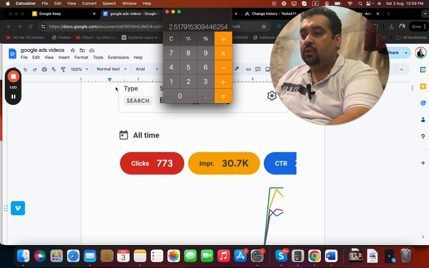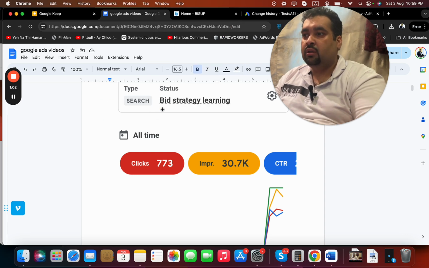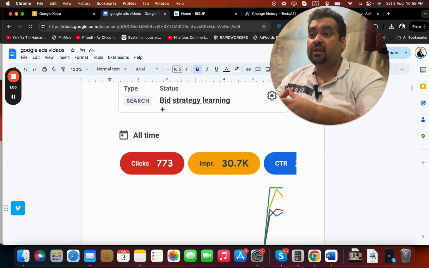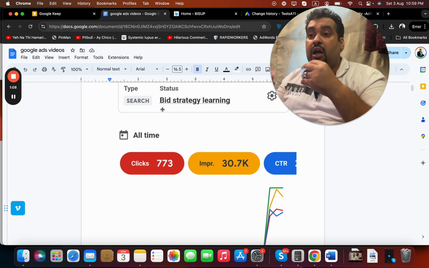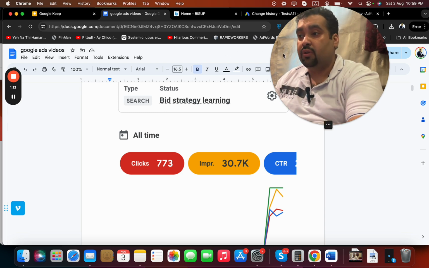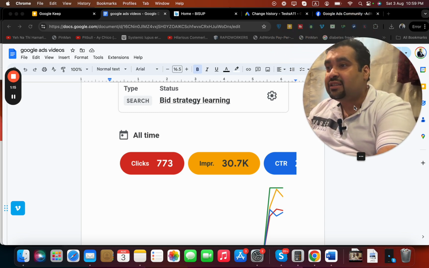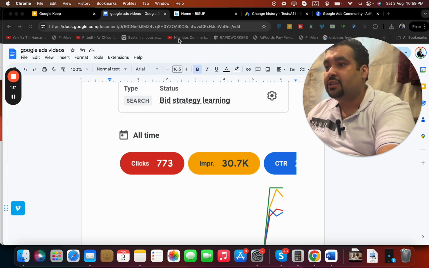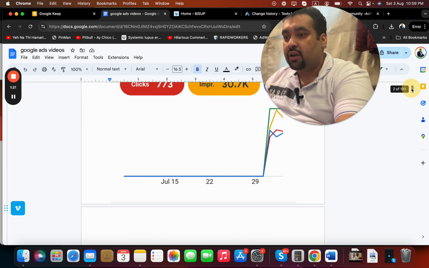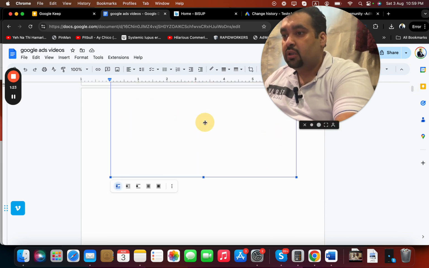Okay, so it's a search campaign, your CTR seems to be 2.5%, 773 clicks, and still you are not getting any lead or sales in Google Ads. That is actually alarming for anyone. Even a single sale would be a courtesy over here. So I'm going to look at a few factors which I think could be the reason.